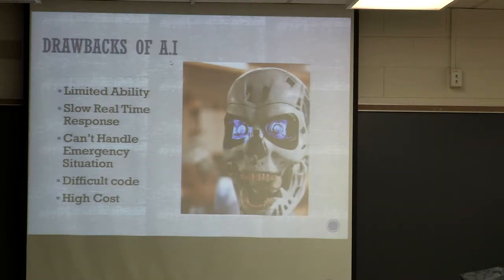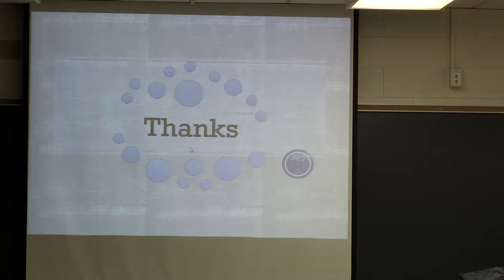And the drawbacks of artificial intelligence: limited ability, slow real-time response, can't handle emergency situations, difficult code, high cost. Basically, it means artificial intelligence is not very reliable because of the coding. The robots act according to the codes, so they can just do what the codes ask them to do. Okay, that's it. Thank you.